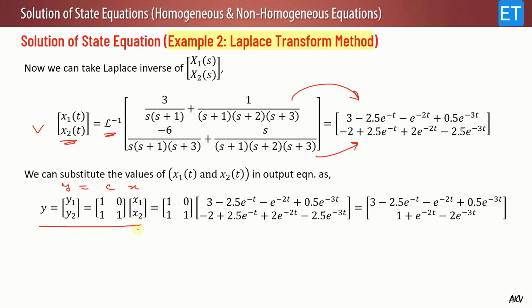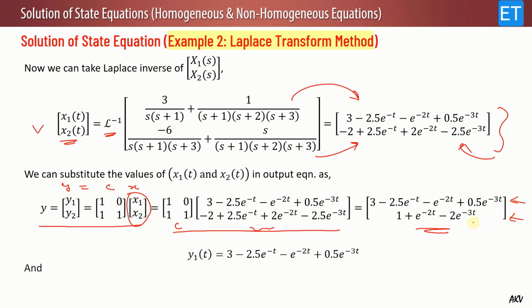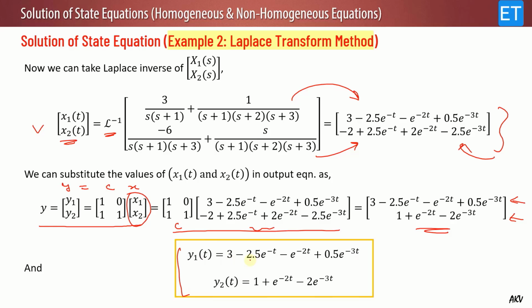Okay. So here in place of x1 and x2, you can substitute this matrix, right? I have done this substitution. So this is your C matrix, and this is your x1 x2 matrix. You just need to multiply these two matrices, you will get this answer. Obviously the first row is your y1 and the second row is your y2. So you achieve the two outputs of the system like this. y1(t) is this expression and y2(t) is this expression.